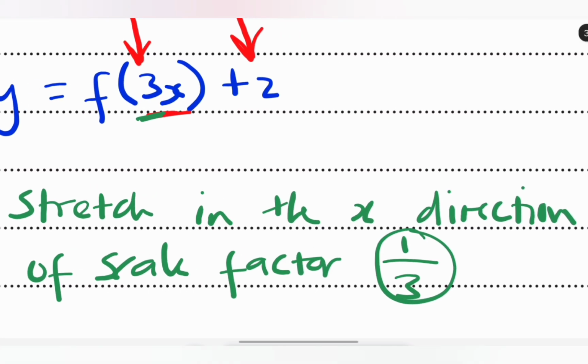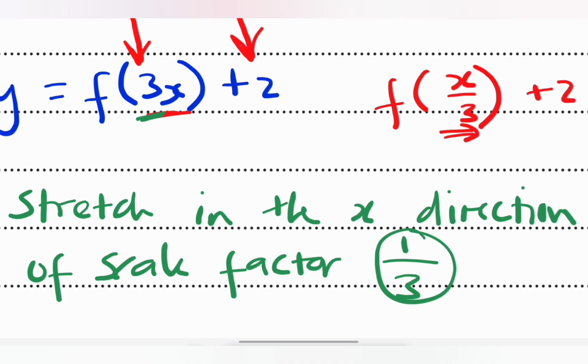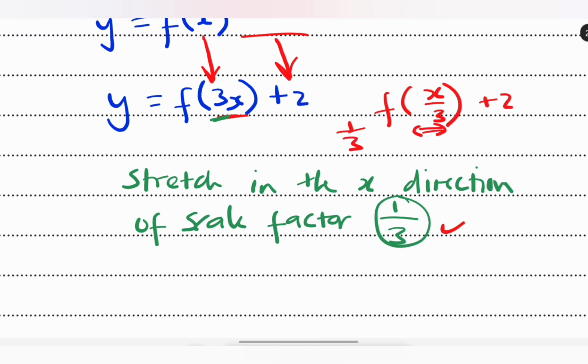But if we had something like f of x/3, plus 2, then the scale factor would be 3, because the coefficient is 1/3, and inverting it we get 3. So in this case, the scale factor is 3. And we're done with this part.